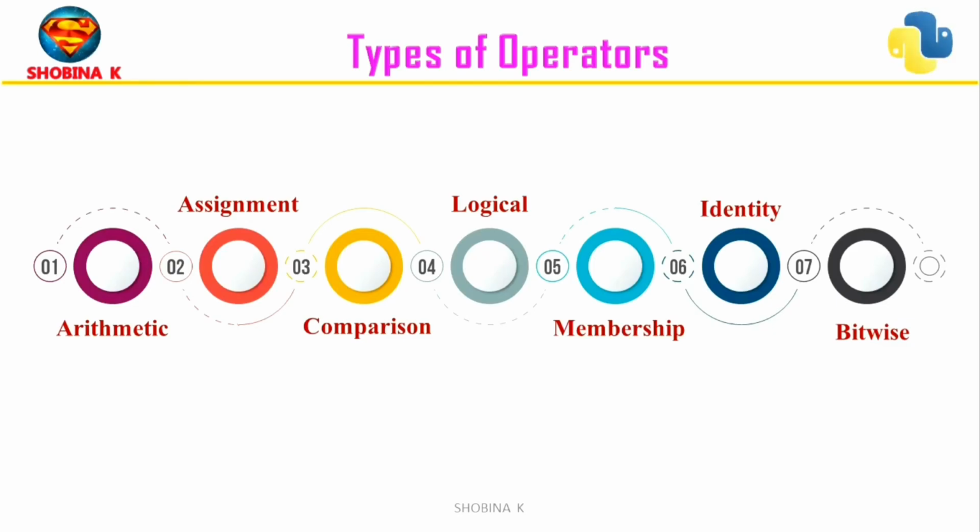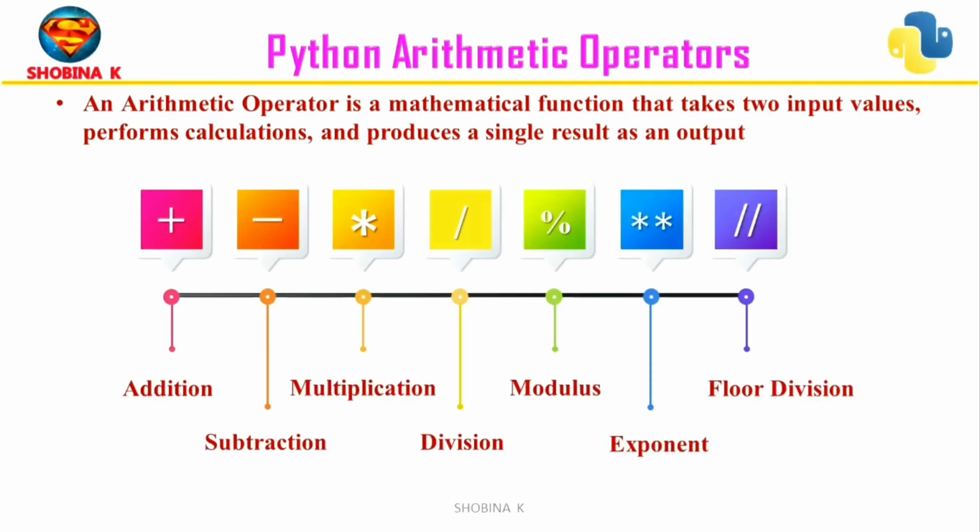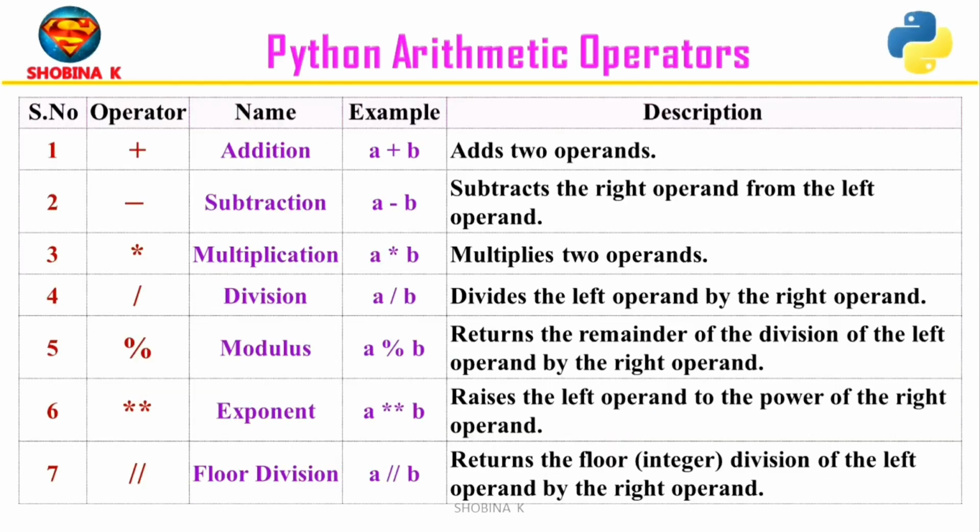Now let's talk about the arithmetic operators. Arithmetic operators in Python are symbols used to perform basic mathematical operations on numeric values. This operator is a mathematical function that takes two input values, performs calculations, and produces a single result as an output. The most common arithmetic operators are addition, subtraction, multiplication, division, modulus, exponentiation, and floor division. Here is a brief definition of each arithmetic operator.